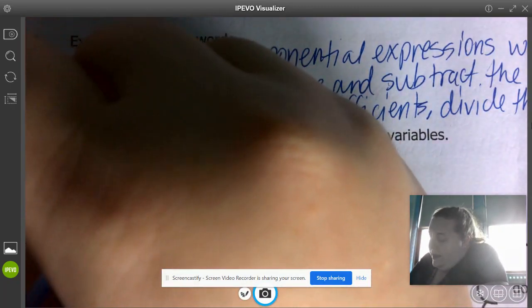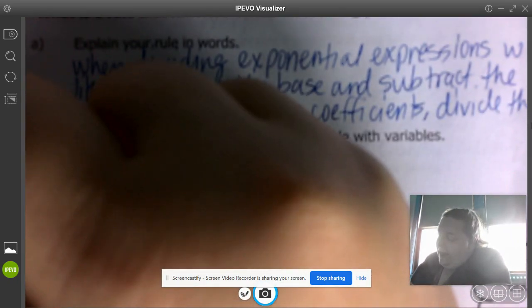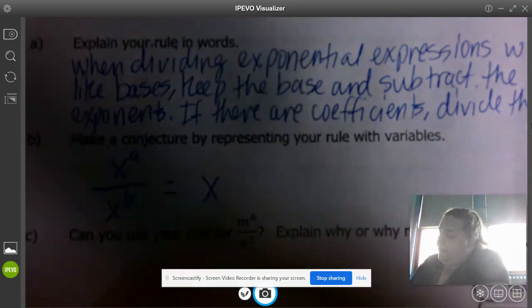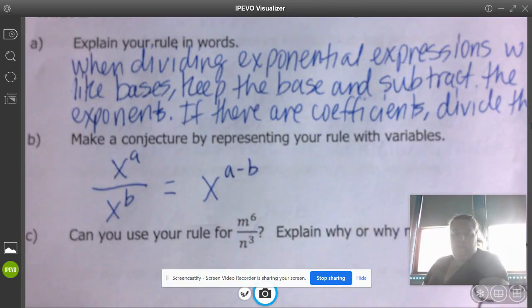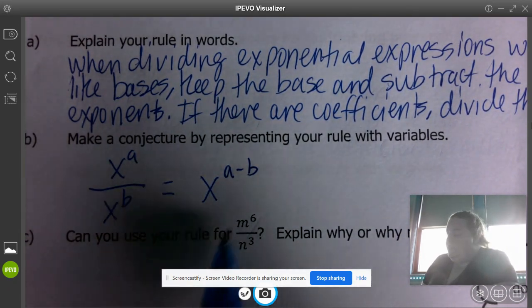So algebraically, I can explain this rule as x to the power of a divided by x to the power of b is the same as keeping x, that like base, and then subtracting the exponents. Okay. All right, so can you use the rule for this example?